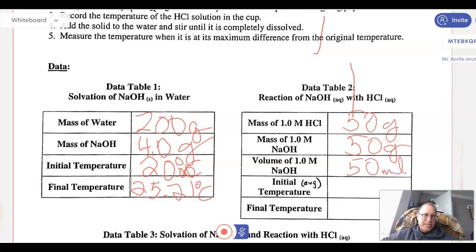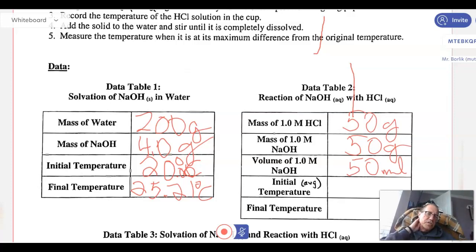All right, so volume would be 50 mils. Gonna probably want to get that into liters. Having a feeling that they're gonna ask for moles. So we would want to take the molarity times the volume in liters. All right, so that'd be 0.050 liters, but we can do that conversion later.